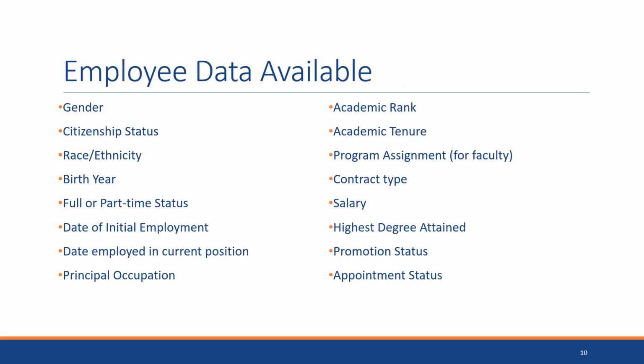The types of readily available employee data are gender, citizenship, race and ethnicity, birth year, full or part-time status, date of initial employment, date employed in current position, and principal occupation. Other employee data include academic rank and tenure, program assignment for faculty, contract type, salary, highest degree attained, and promotion and appointment status.